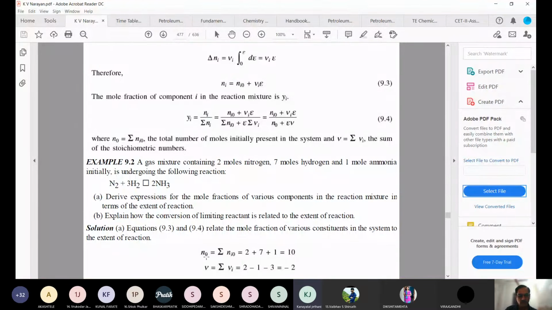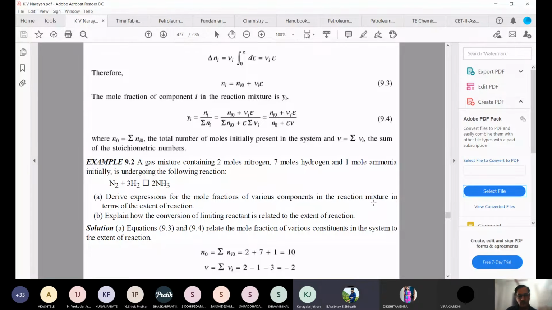Already you can see N0 is equal to summation of ni0, that means 2 moles of nitrogen initially plus 7 moles of hydrogen plus 1 mole of ammonia, that is 10, and summation of nu i is, product के लिए positive रहता है, so 2, and reactants के लिए negative रहता है, so -1 and -3, that is -2. So N0 is given, nu is also given. Just find out y nitrogen, y hydrogen, y ammonia using this equation 9.4 and the data.